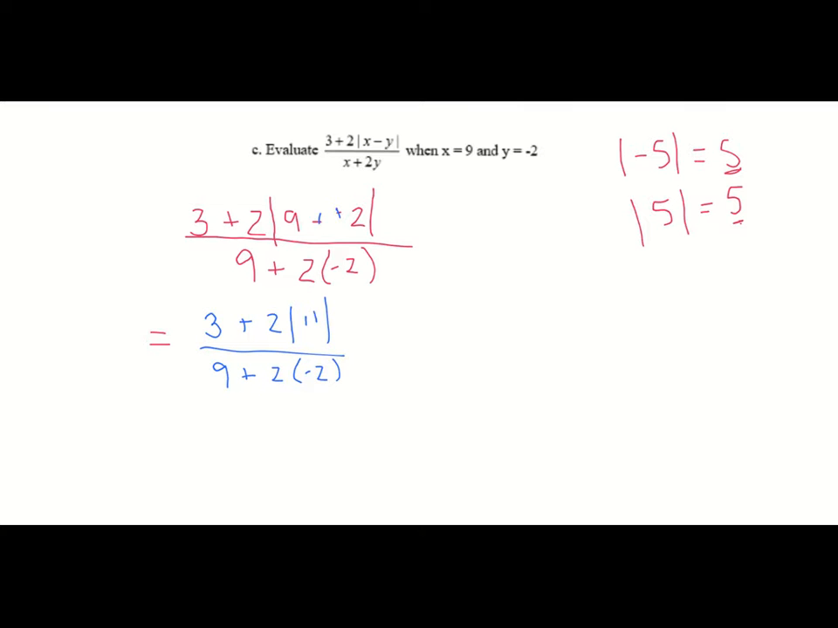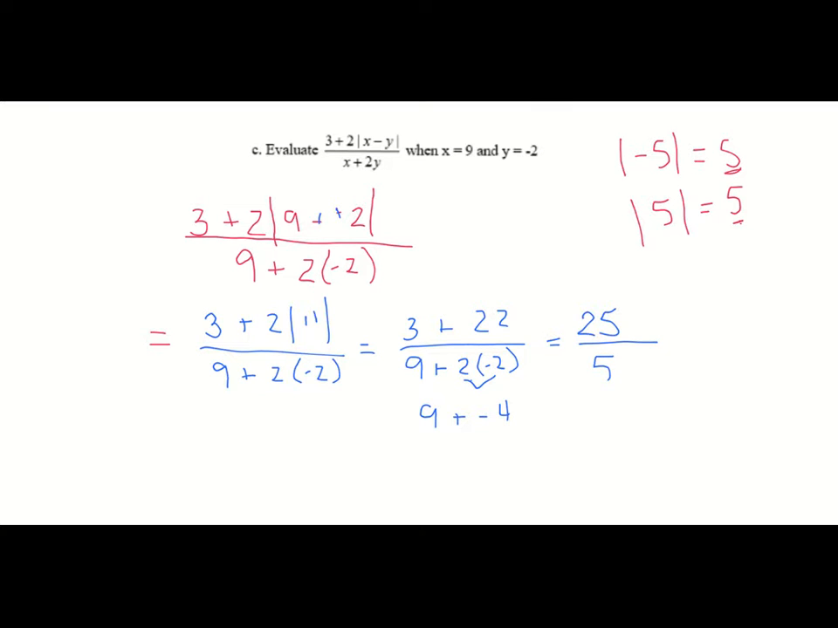And up here, 2, and then because it's right next to the absolute value, it means we're going to multiply. So we'll end up with 3 plus 2 times 11, which will give me 22. I'm just going to keep the bottom. So on the top we have 25. And then on the bottom, 2 times negative 2 will give me 9 plus negative 4. And if I simplify that, I end up with 5.